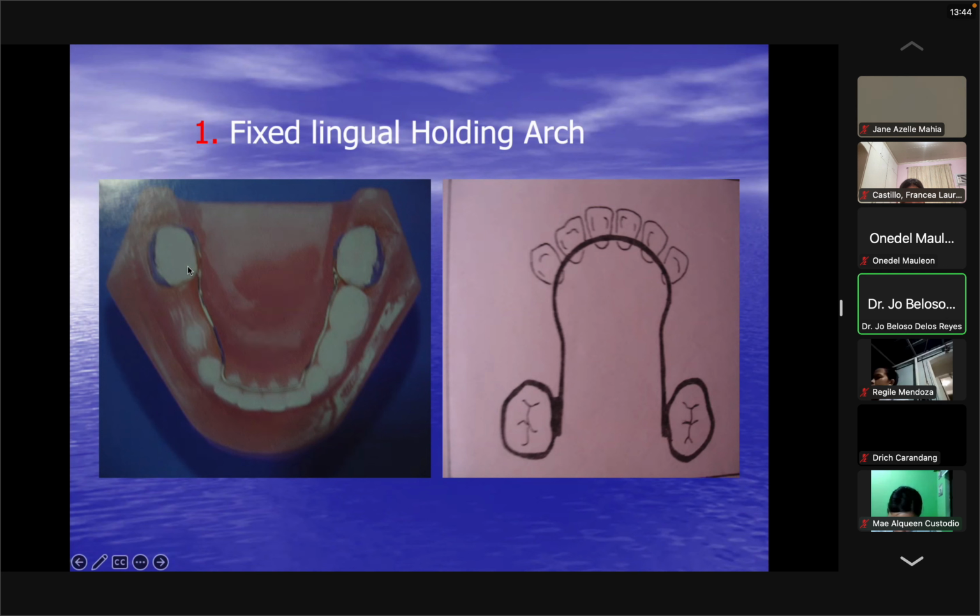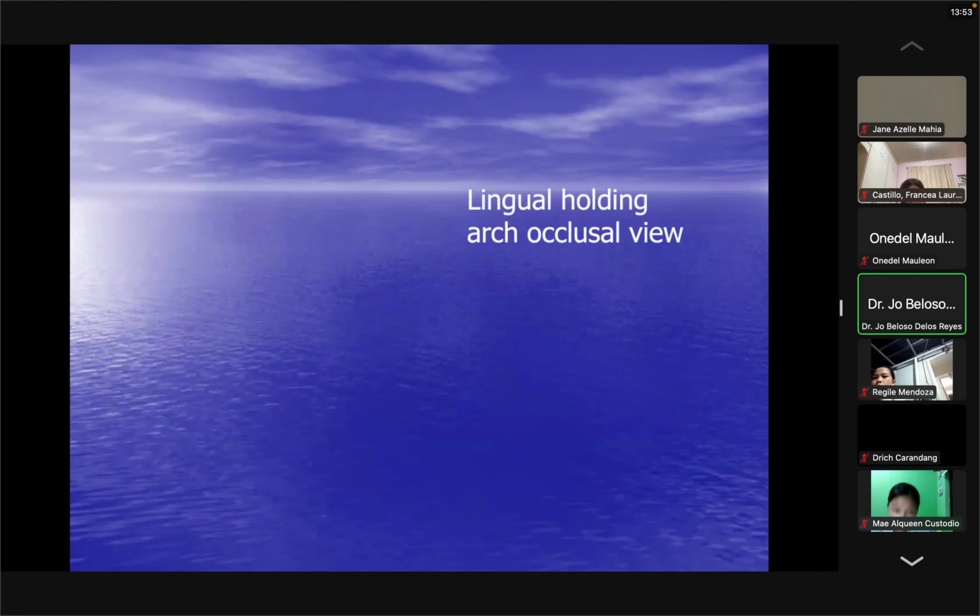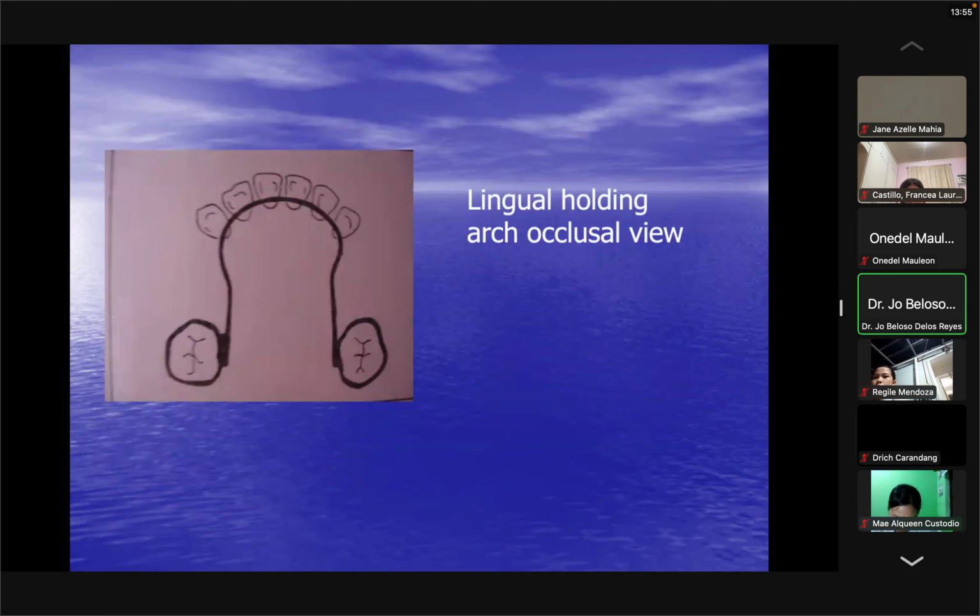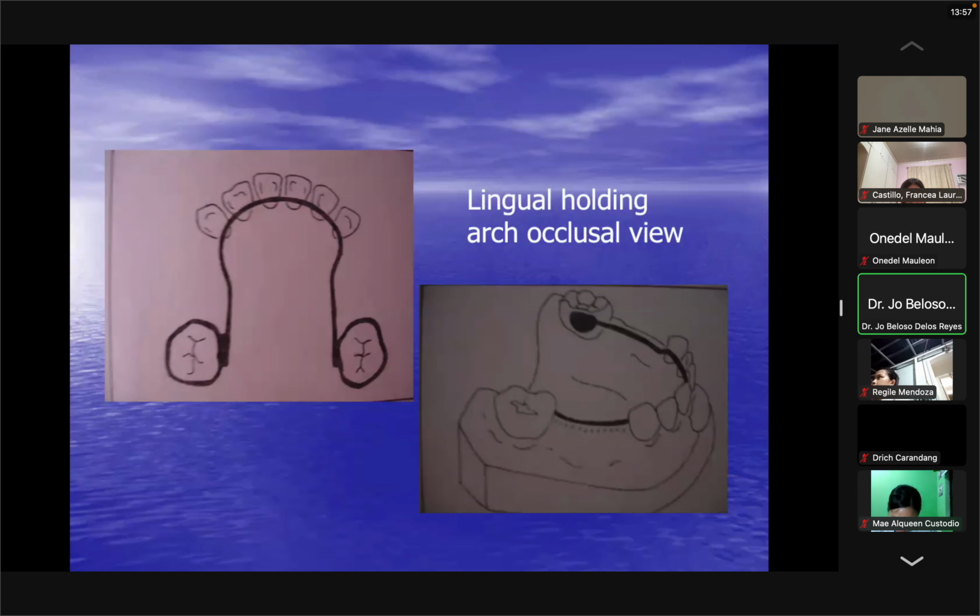So, this appliance is used to control the drifting of the molar. So this is the occlusal view. This is the side view.